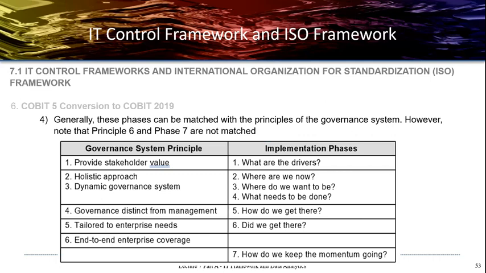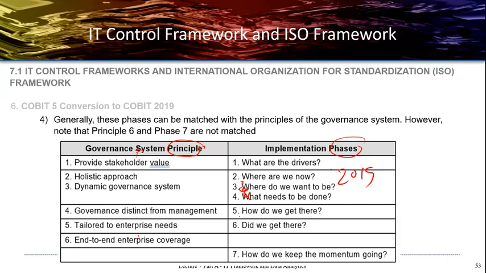Generally, these phases can be matched with the principles of the governance system. However, note that principles 6 and 7 are not matched. You can see the principles on this side of the table, the system principles and the phases. So the non-matching comes here, 6 and 7. Provide stakeholder value matches with what are the drivers. Holistic approach and dynamic governance system are covered by where we are now in 2019. Where do we want to be? What needs to be done?